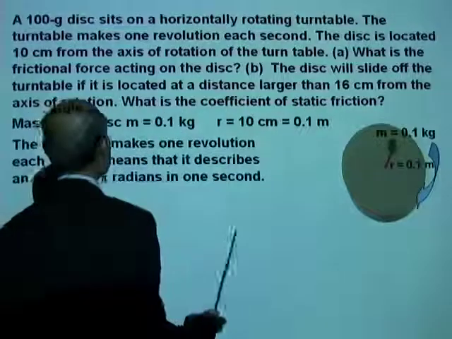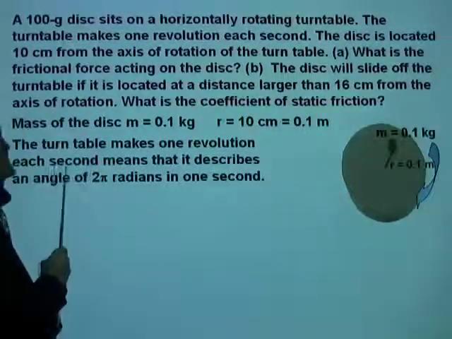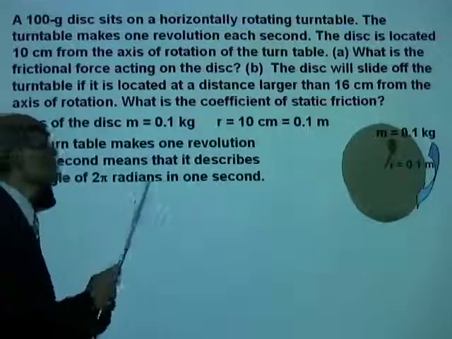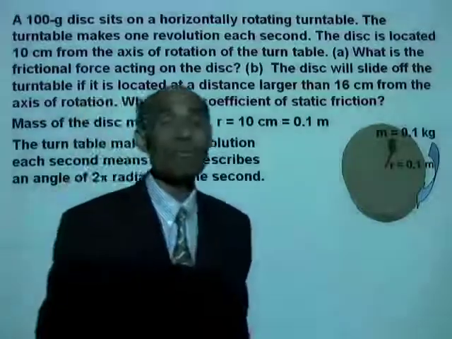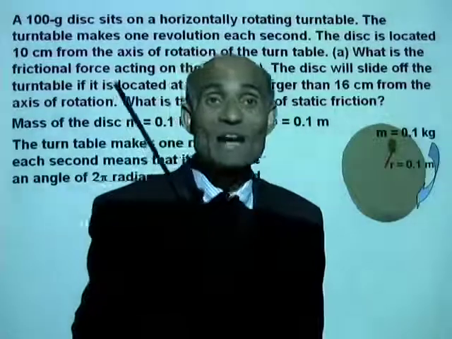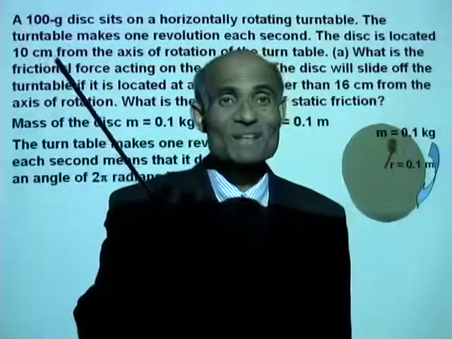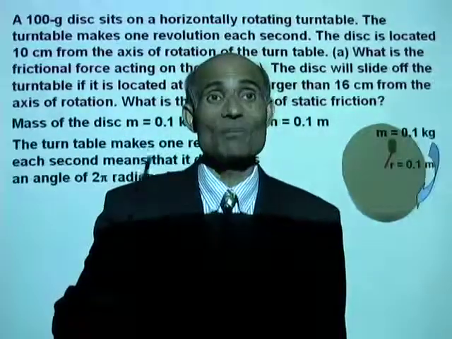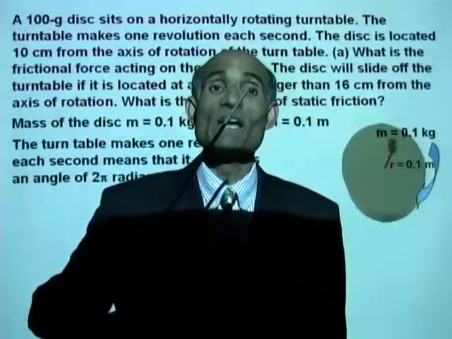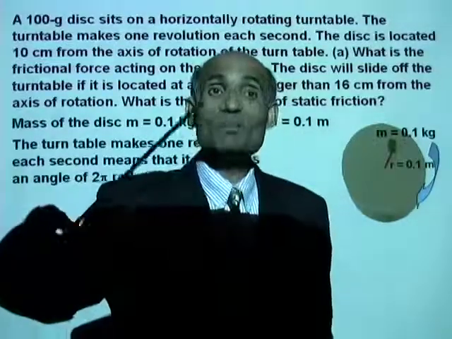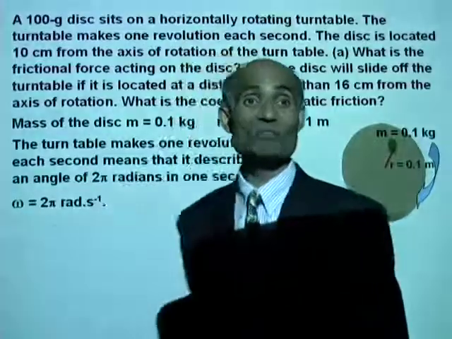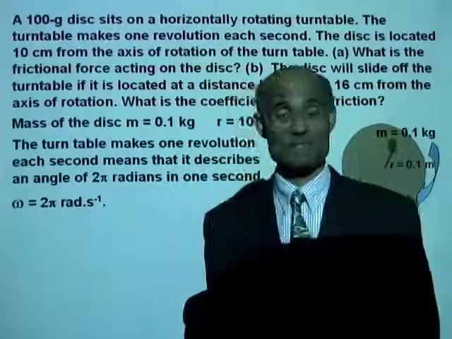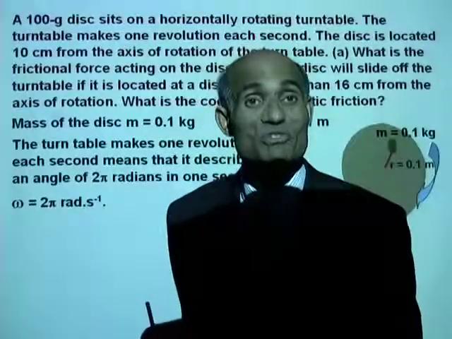So the turntable makes 1 revolution each second, which means that it describes an angle of 2 pi radians in 1 second. That is the angular velocity. Is that right? If it goes around once in 1 second, 1 revolution in 1 second is 2 pi radians per second. That is the angular velocity. So omega equals 2 pi radians per second. Can you calculate the centripetal force?